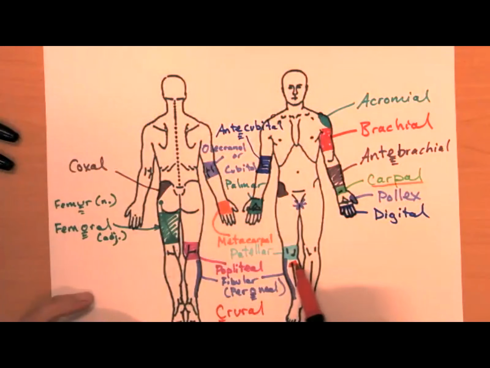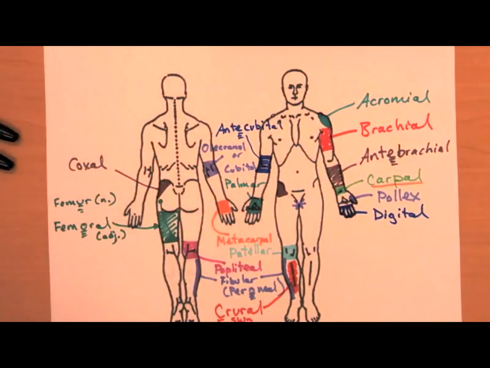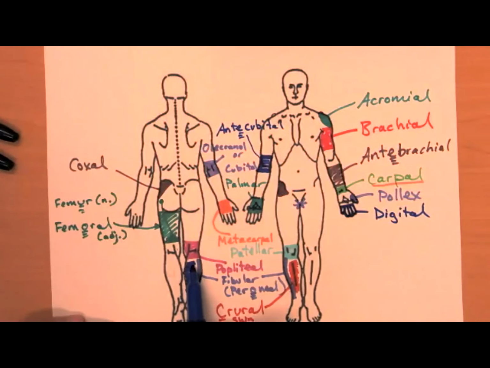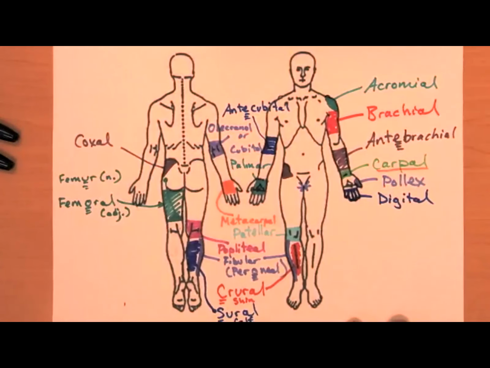It's exactly backwards from what you'd want it to be. Crural starts with a C, but it's talking about the S word, the shin. Crural is shin. Sural starts with an S, but it's talking about the calf, which of course starts with a C. So again, they're just switched. So posterior lower leg is sural, anterior lower leg is crural. And I know those are hard to say. I don't make this stuff up.